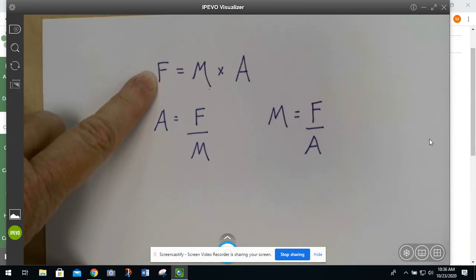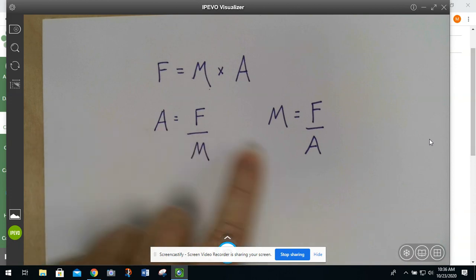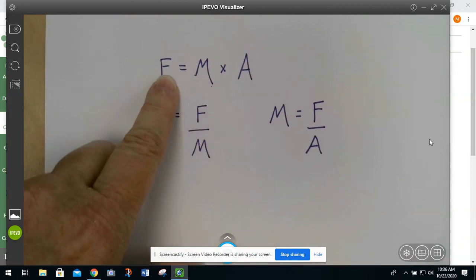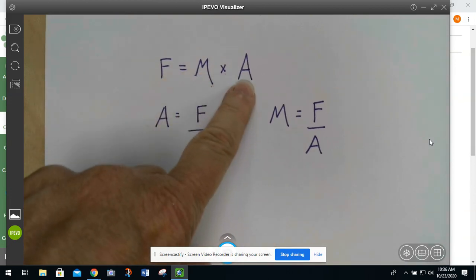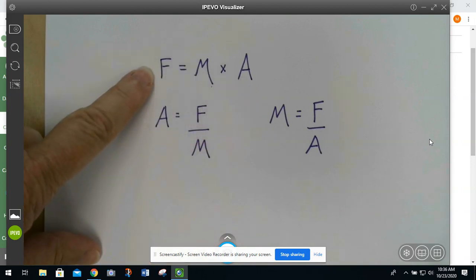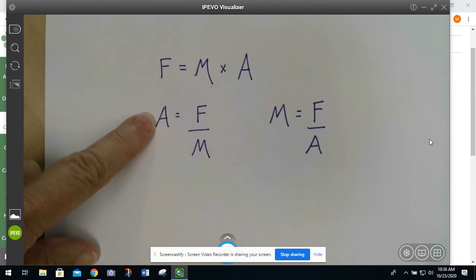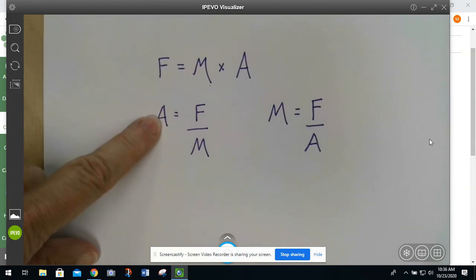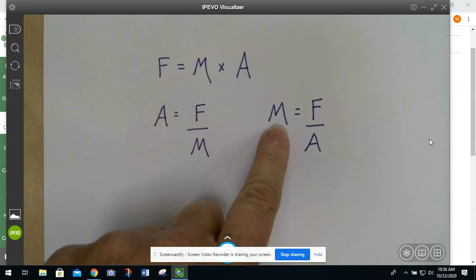There's three variations that we need when we're looking at the relationship between force and mass and acceleration. If the problem asks us to solve for force, we're going to use this equation. If the problem wants us to solve for acceleration, we'll use this one. And if it wants us to solve for mass, we'll use this one. All right.